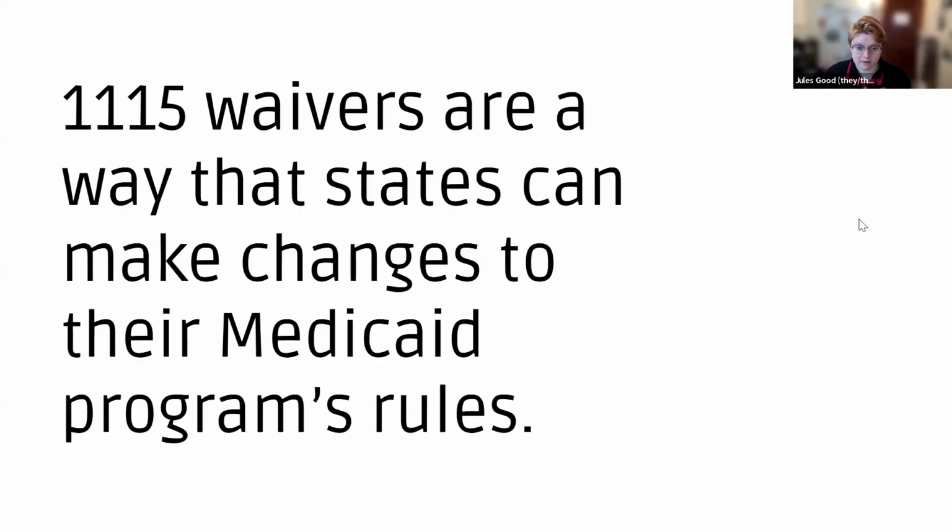So 1115 waivers are a way that states can make changes to their Medicaid program's rules. And that can look like a lot of different things that we're going to talk about throughout this presentation. But that is the main thing that 1115 waivers do.